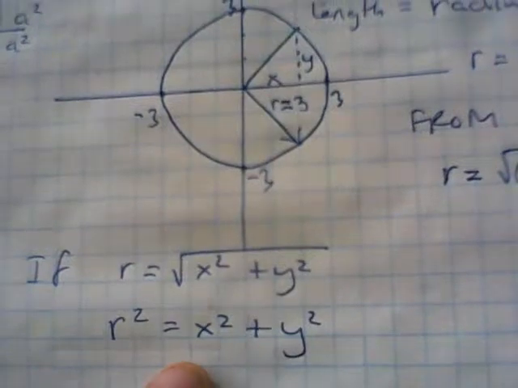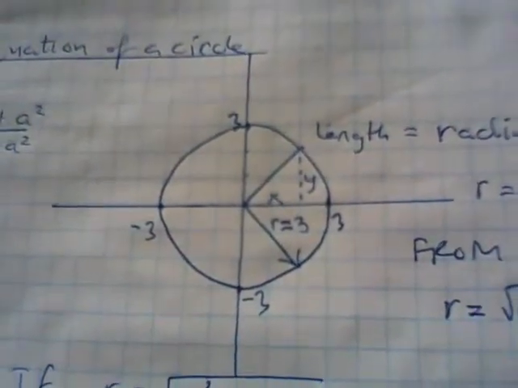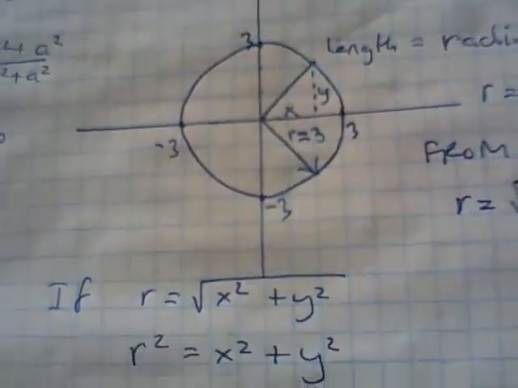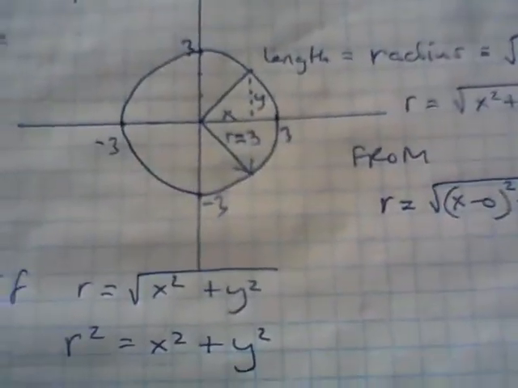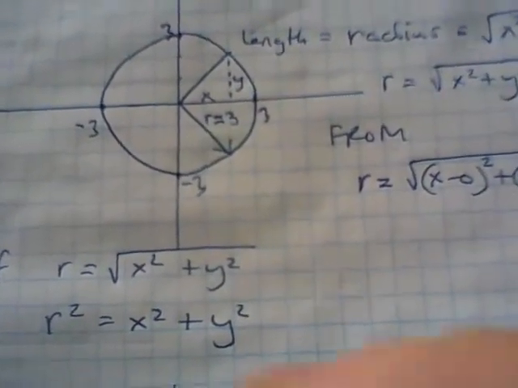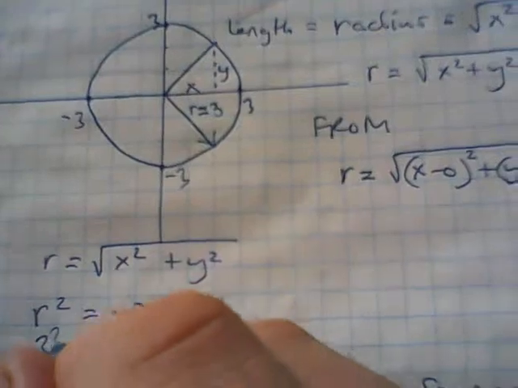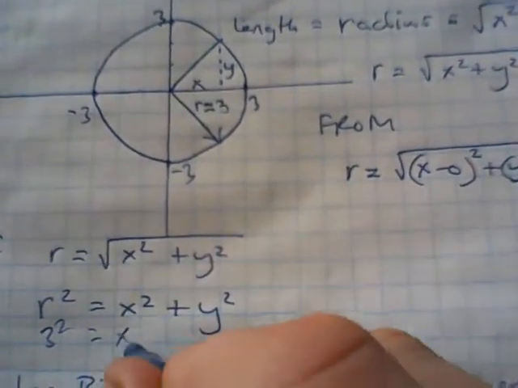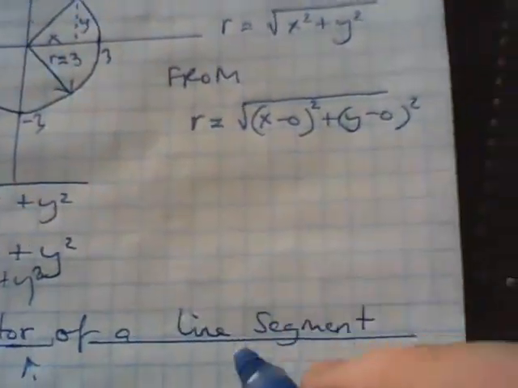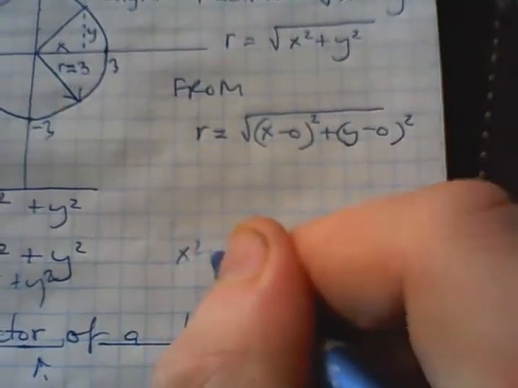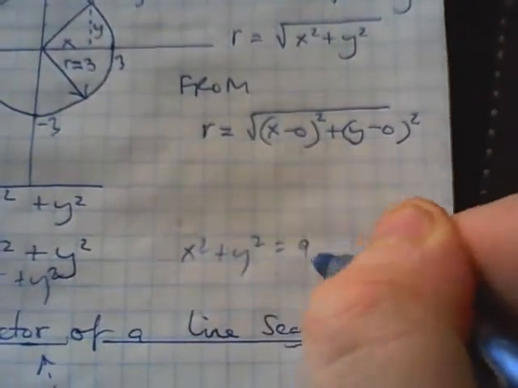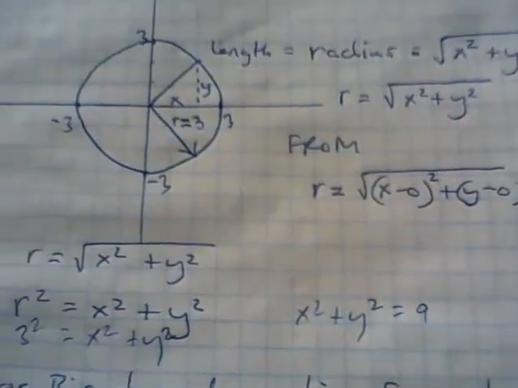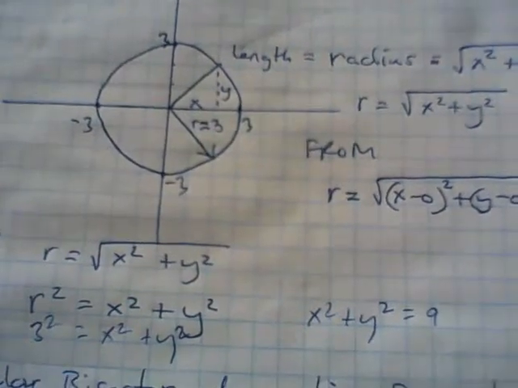So for instance, if the circle we were looking at had radius 3, well, because the radius is 3, we would say that the equation of this particular circle would be 3 squared equals x squared plus y squared, or if you like, x squared plus y squared equals 9. That is the equation of this particular circle.